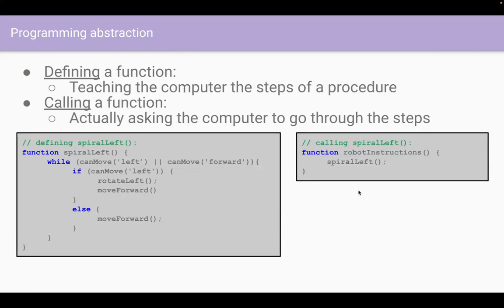And then in another function, if we call the function called spiral left, then it's going to go through all these steps. And that's the procedure that we call calling a function. So here we define the function called spiral left, and in this other function called robot instructions, we're calling the function spiral left.